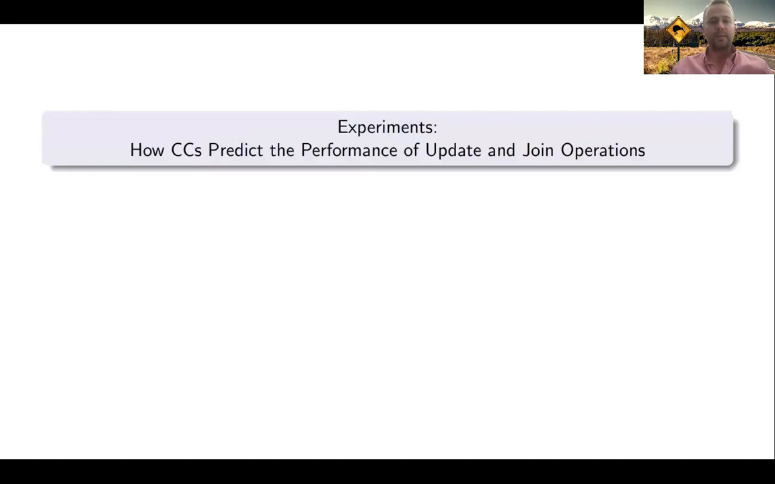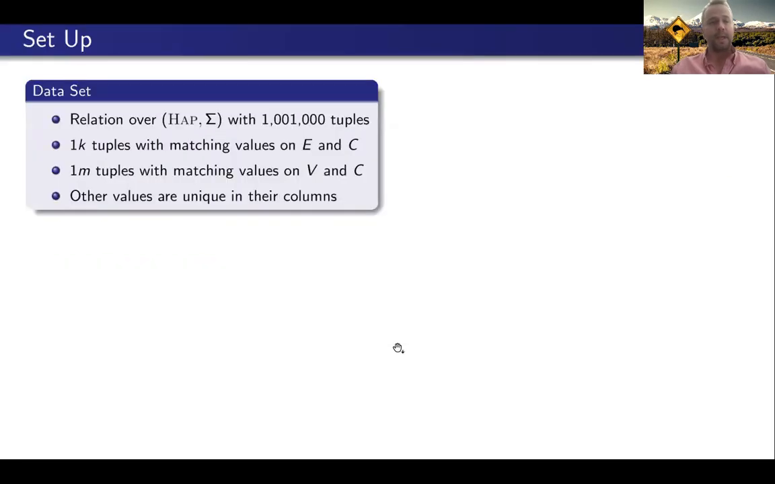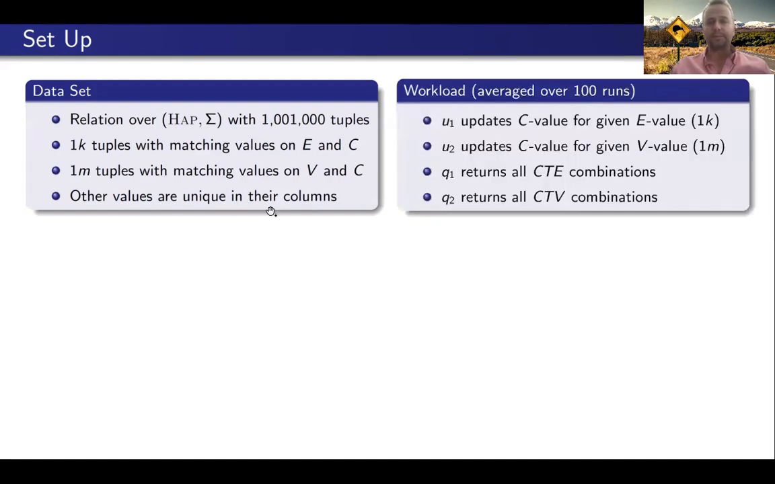And the main outcome is here that CCs can predict the performance of updates and joins before the database is operational. So the experiments were done in this setting in here. As a synthetic data set, we use the relation over our running example with 1 million and 1,000 tuples. So 1,000 tuples with matching values on E and C, 1 million tuples with matching values on V and C, and the other values were unique in the columns.